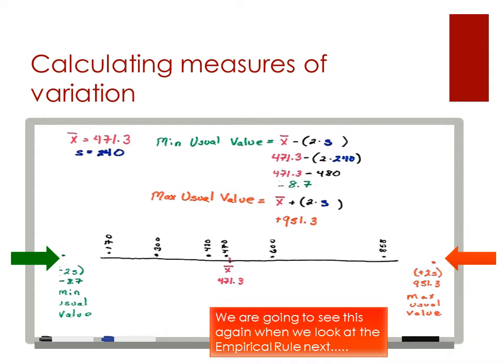Okay, now we're going to be looking at this again when we look at the empirical rule, which is the next lecture that we're going to be having. So keep this in mind. We're going to come back to this again. These 2 standard deviation points are going to be really important across the semester.